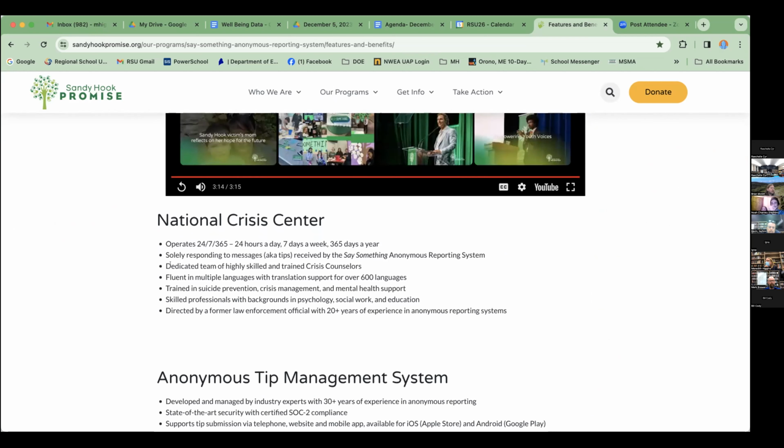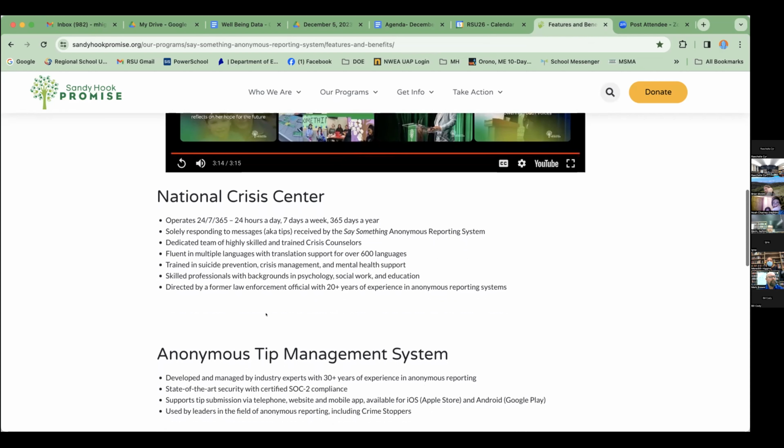They have a national call center that's staffed year-round, 24 hours a day, 7 days a week, with trained crisis counselors who are there to receive tips, assess tips, and then determine next steps. It might be passing it along directly to the 911 dispatcher for our area if it requires immediate attention, or passing it along to our school tip team for them to assess and address. Or, if the person calling is in crisis, working with that student and getting them connected with someone who can help them.